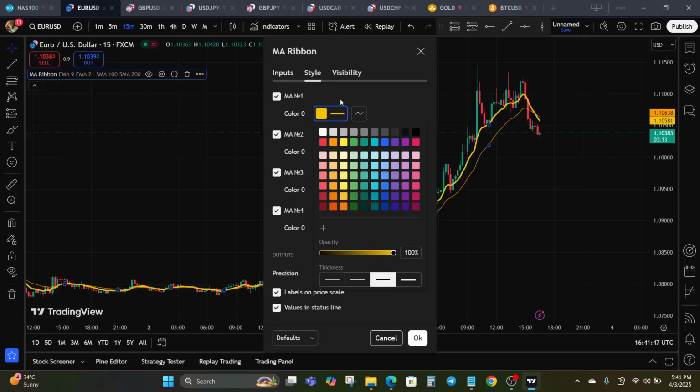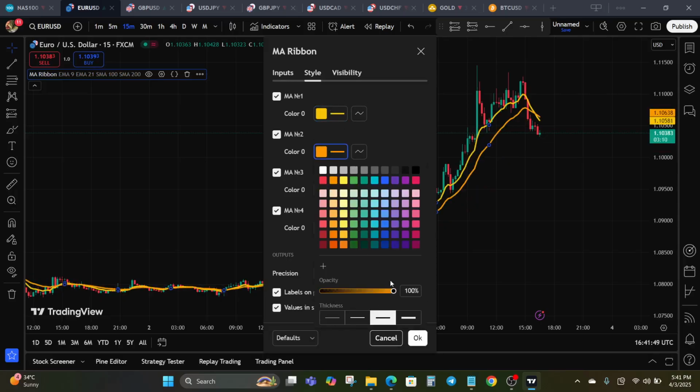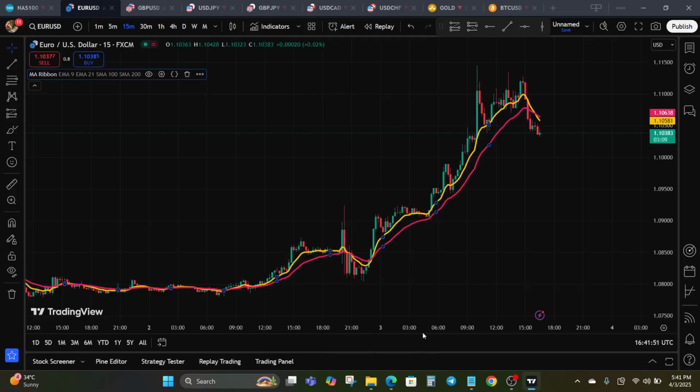I'm going to be adding them to the chart right away. So these are the 9 and the 21 EMAs. When the price crosses above the EMAs, it's a sign of an uptrend. You can see what happened here. And when it crosses below, it is a sign of a downtrend.